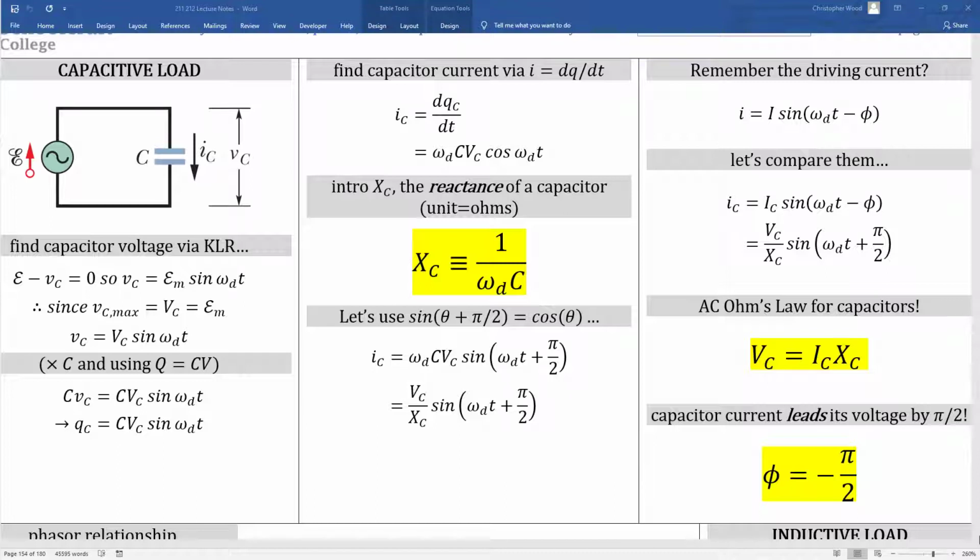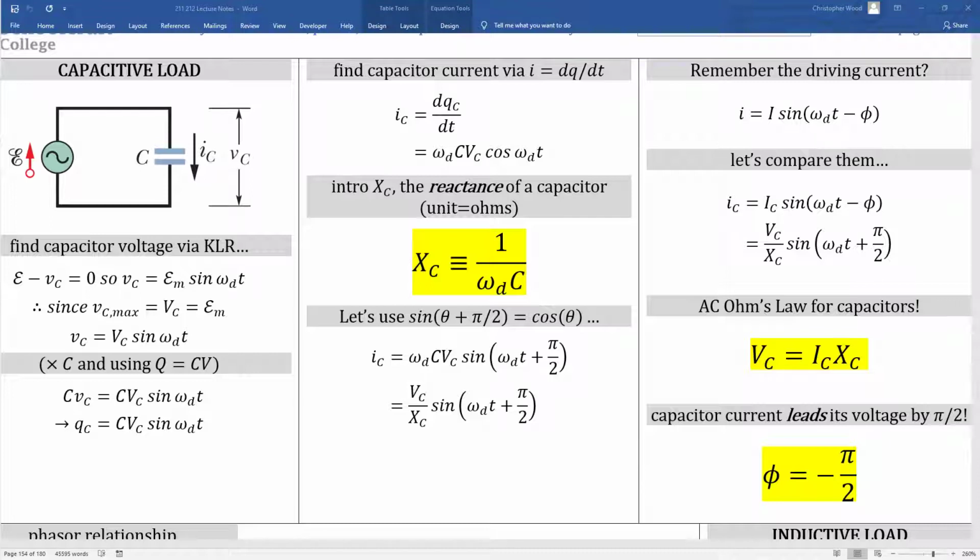This is the reactance of a capacitor. It's basically the capacitor's version of resistance. This doesn't come from a physical resistance to charge flow, but rather an electrostatic resistance. Notice the dependency on frequency. The greater the frequency, the lower the capacitive reactance. There's also an AC Ohm's law for capacitors. Ohm's law is V equals IR, and for capacitors in an AC circuit, V equals I X subscript C.